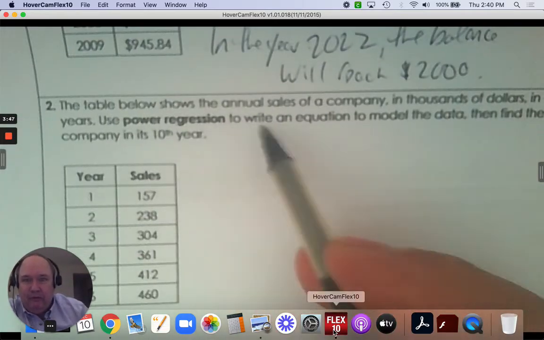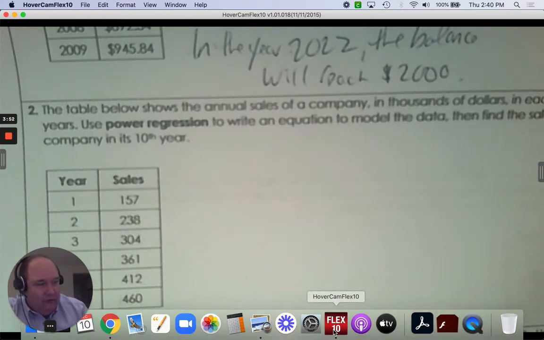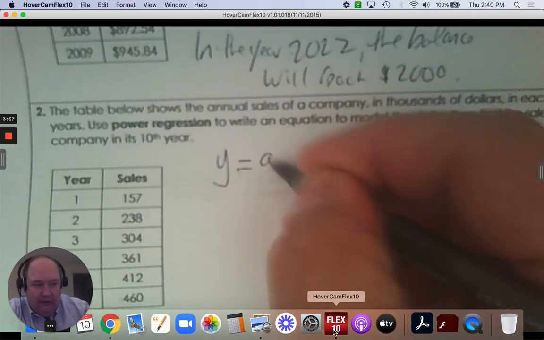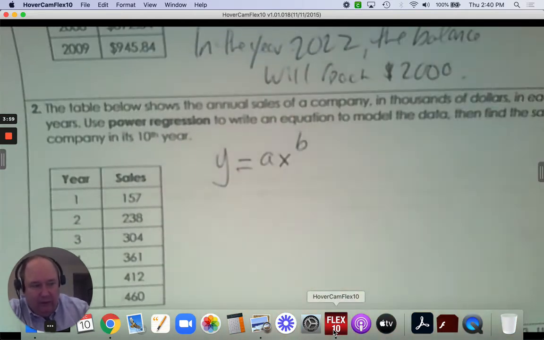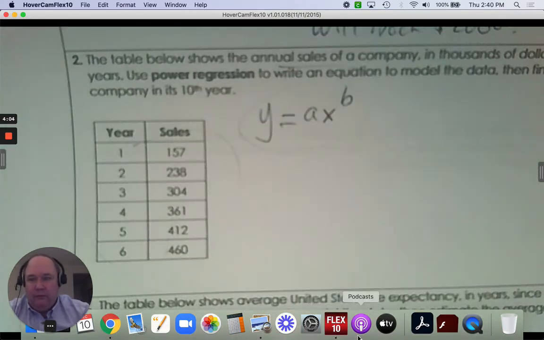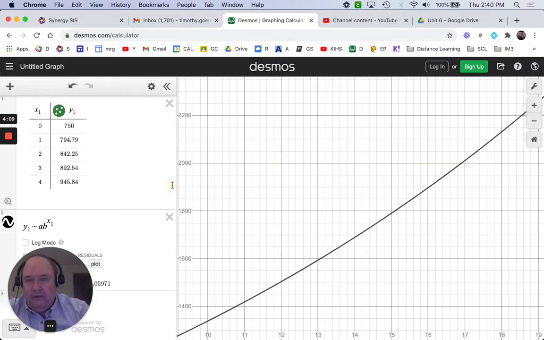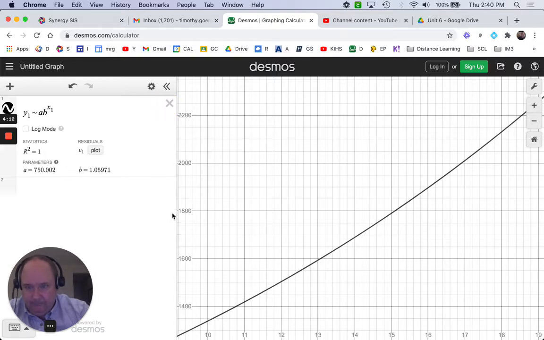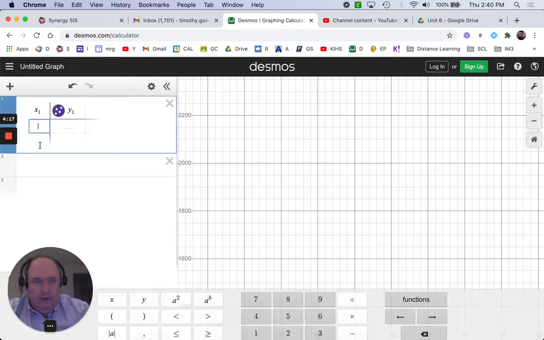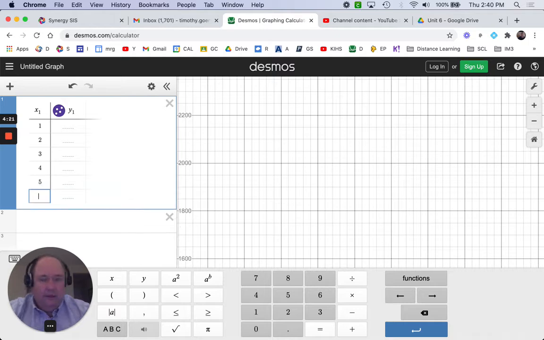The table below shows the annual sales of a company in thousands of dollars in each of its 6 years. Use a power regression. So it's similar, but x and then to the exponent b. That's what we're going to use. So we're going to type this into Desmos. So let's create a fresh table. We're going to type these in. 1, 2, 3, 4, 5, 6.